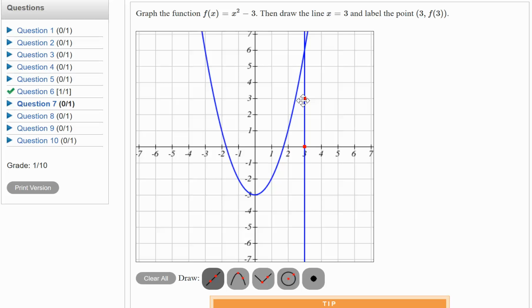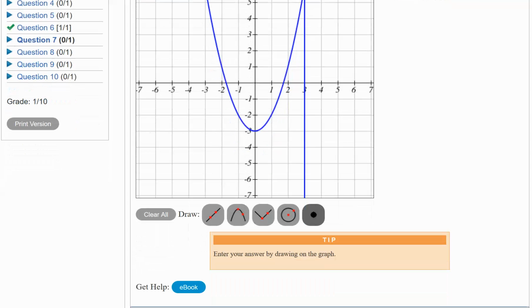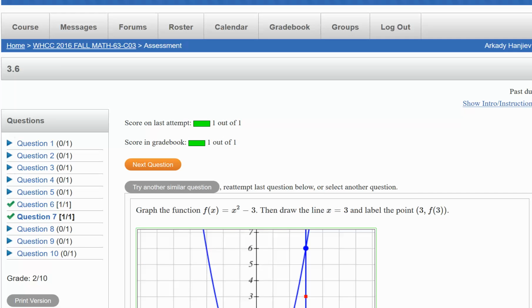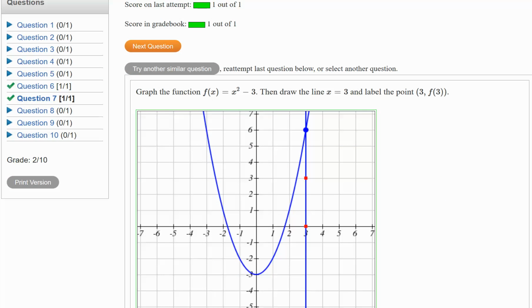Hey, this one is actually crossing. It crosses right here, and that's what this all means right here. 3 comma f of 3, which means where did this line cross? Across right here. Now for that, what you got to do is click on this little dot right here, and it becomes this little sort of big blue dot. Okay, let's see if I got this right. Click submit. Boom. All right. There it is. So I got them all full credit for that.